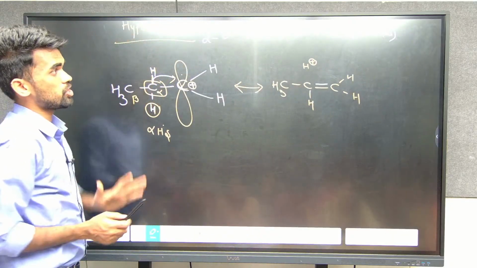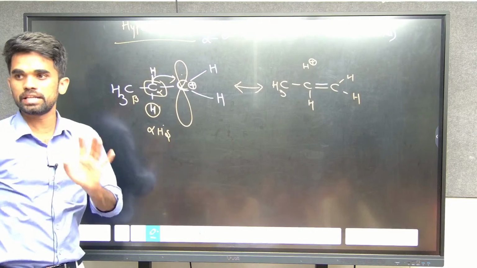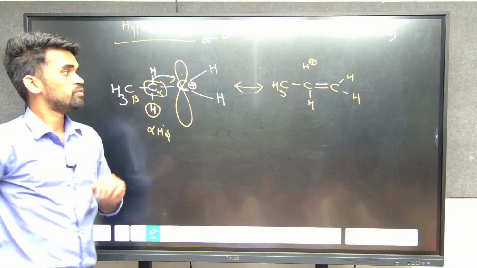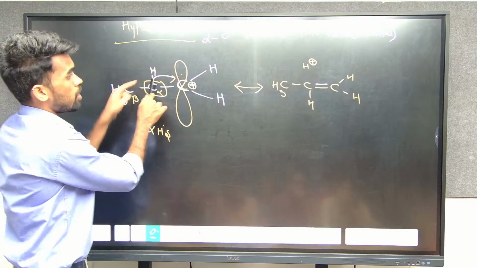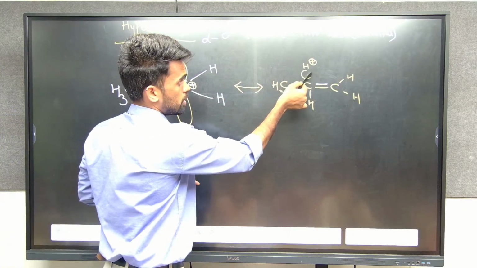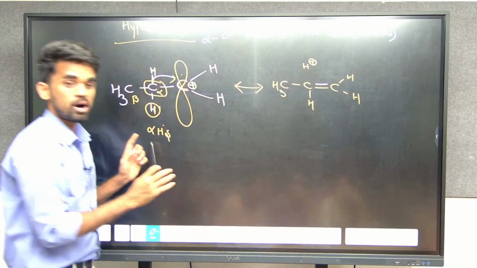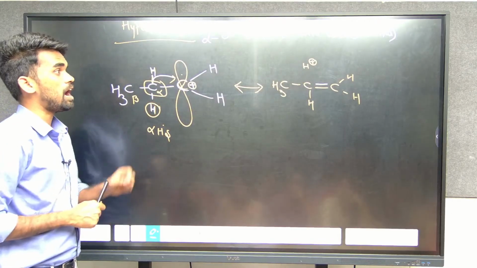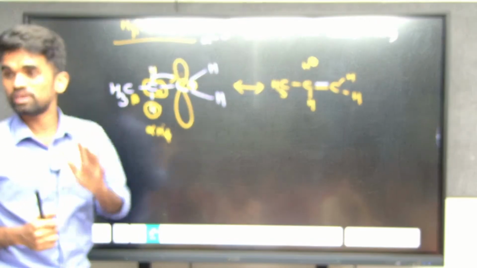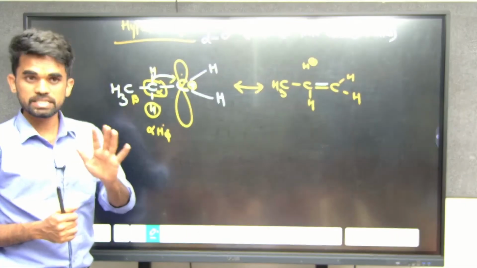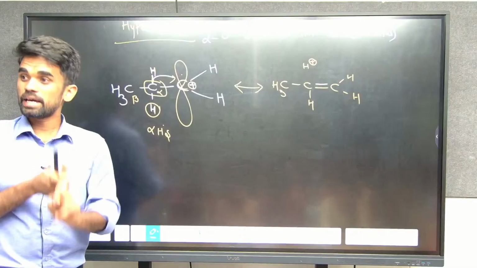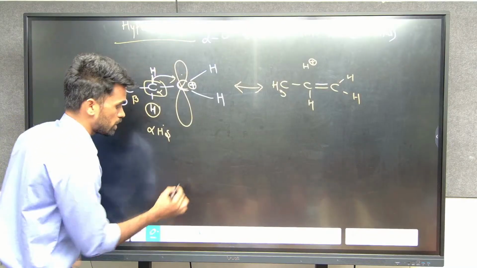This hyperconjugation is also called no bond resonance. Why are we calling it no bond? See, this bond is nowhere here. There is no bond here. So I am saying no bond resonance. Also called the Baker-Nathan effect. Just remember those names: hyperconjugation, no bond resonance, Baker-Nathan effect. Okay, now look at this.